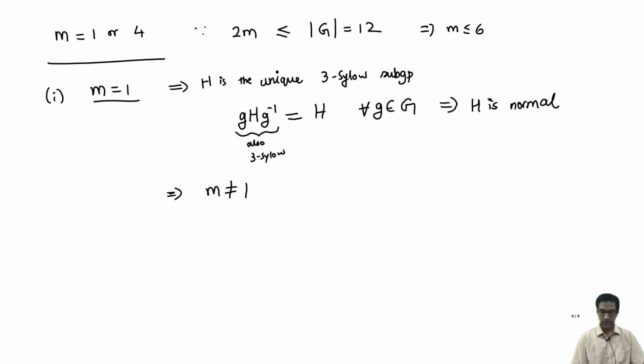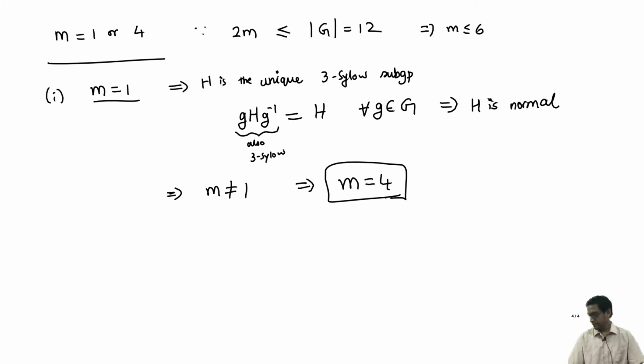So this case cannot arise, and we conclude that m must be 4. The final conclusion here is that there are exactly 4 3 Sylow subgroups in my group G. Let's see what that will give us. Let's try and draw the same sort of picture that we drew before on how many elements there are of order 3. So let me draw my 4 3 Sylow subgroups like this. Here's my 3 Sylow subgroup.